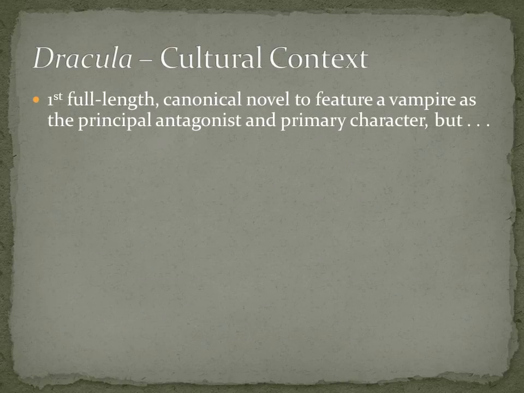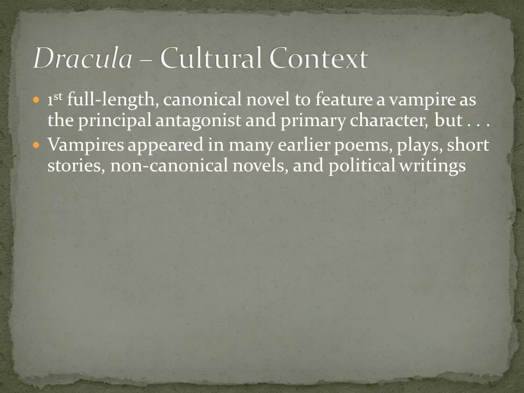So Dracula is the first full-length canonical novel to feature a vampire as the principal antagonist and primary character. But it's far from the first depiction of a vampire in literature. They appeared in many earlier poems, plays, short stories, non-canonical novels, and I mentioned before how Dracula was not really considered canonical until the 1980s or 90s. But the novels I'm speaking of here were maybe a little bit popular at the time, but not really studied at all.